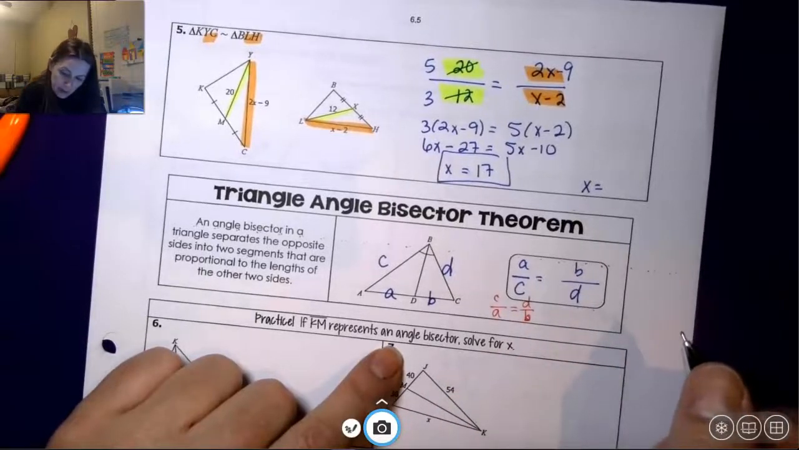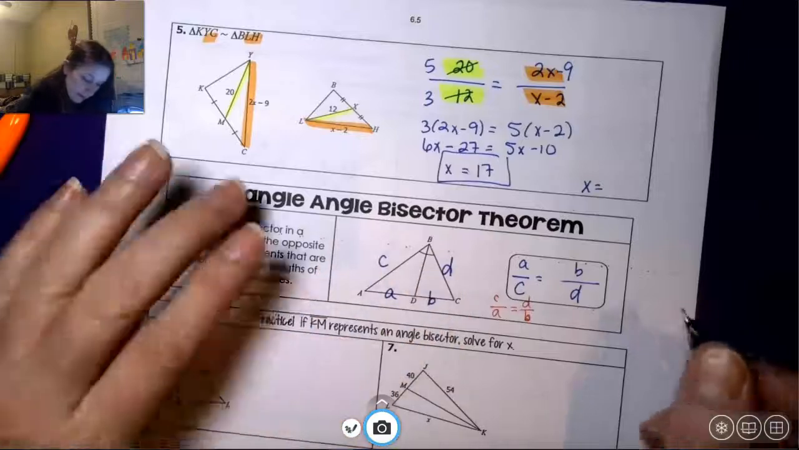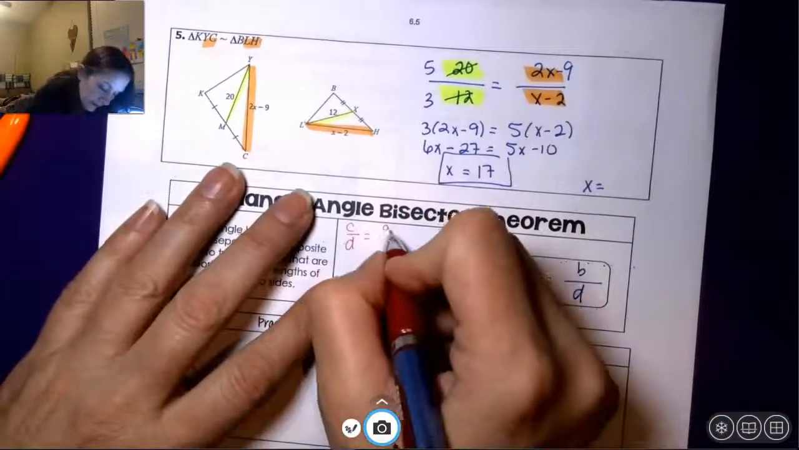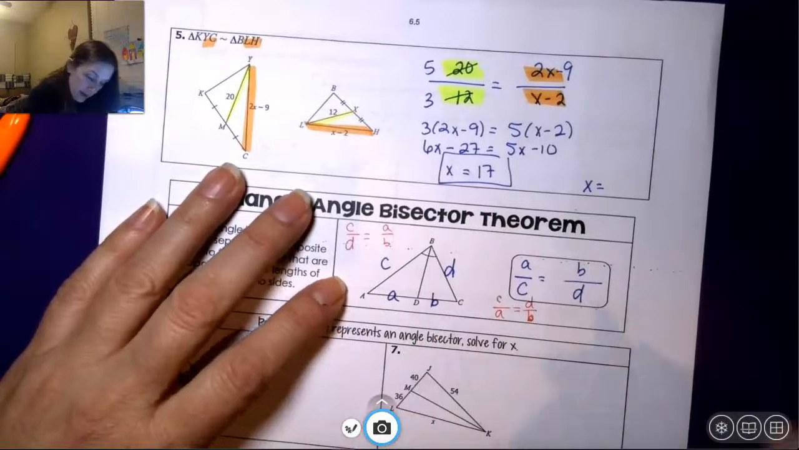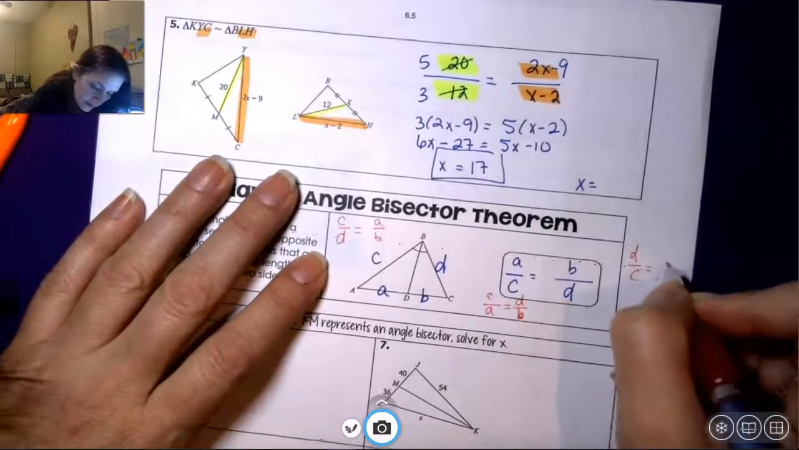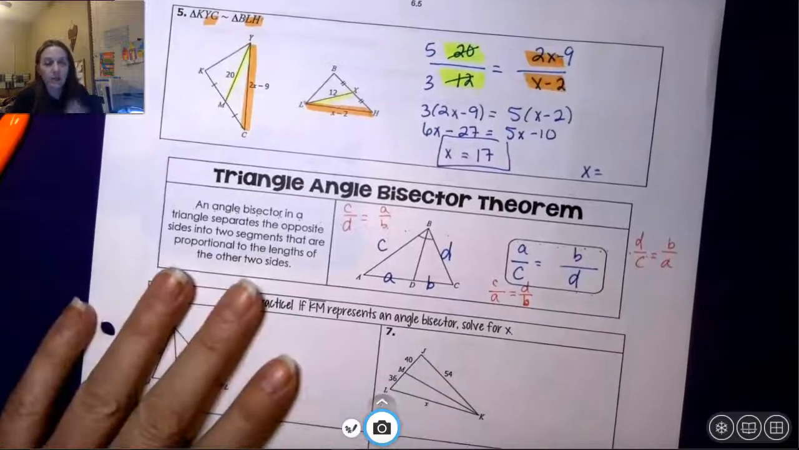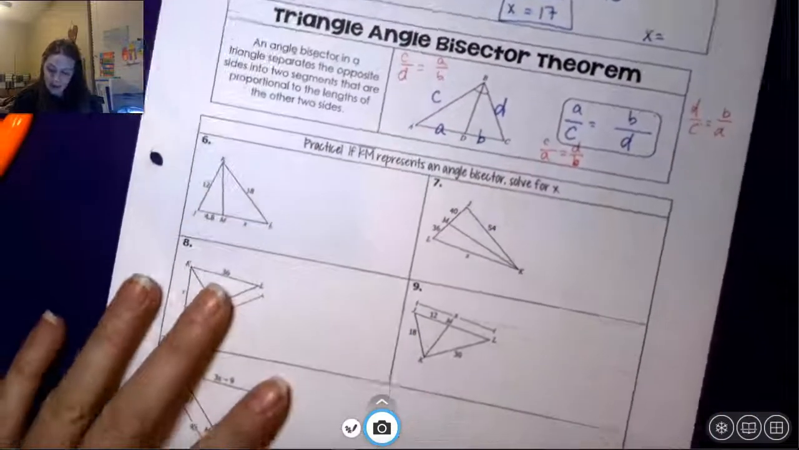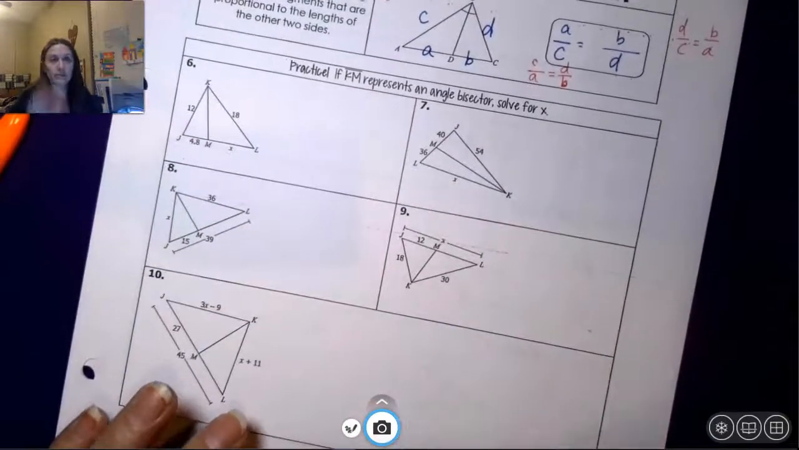I could also do C over D equals A over B. Same cross product in all of these cases. I could do D over C equals B over A. So there are tons of ways you can write these. You just have to make sure you're consistent with the setup. I am going to pause my screen and set these up, come back and check the setups.